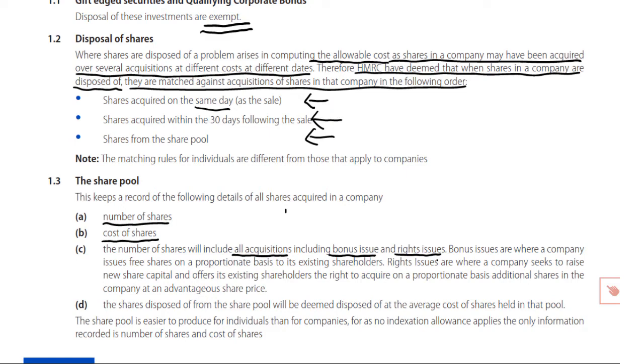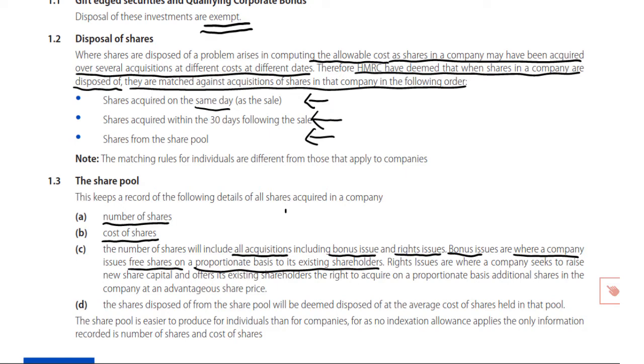Now, hopefully these terms you're familiar with from your accounting knowledge, but bonus issues are where the company issues free shares on a proportionate basis to the existing shares held by those shareholders. So a bonus issue might be the company issues one new share for every 5 shares that you own. Now, if they're free shares, why are they doing it? Well, that's got nothing to do with tax. That's purely an accounting issue. They're basically rearranging the capital section of their balance sheet.